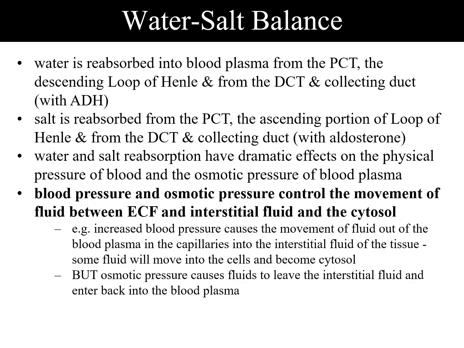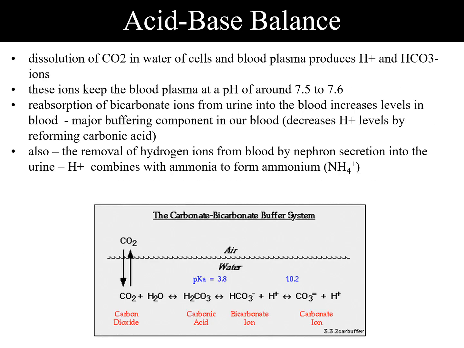Another one of the balances that the urinary function controls is the acid-base balance of our blood. Dissolving CO2 in the water of our cells or the water of our blood plasma is going to produce hydrogen ions and bicarbonate ions. If you take CO2 and dissolve it in the blood plasma, you will produce carbonic acid, and that will dissociate into hydrogen ions and bicarbonate ions. These hydrogen ions help control the acidity of our blood.